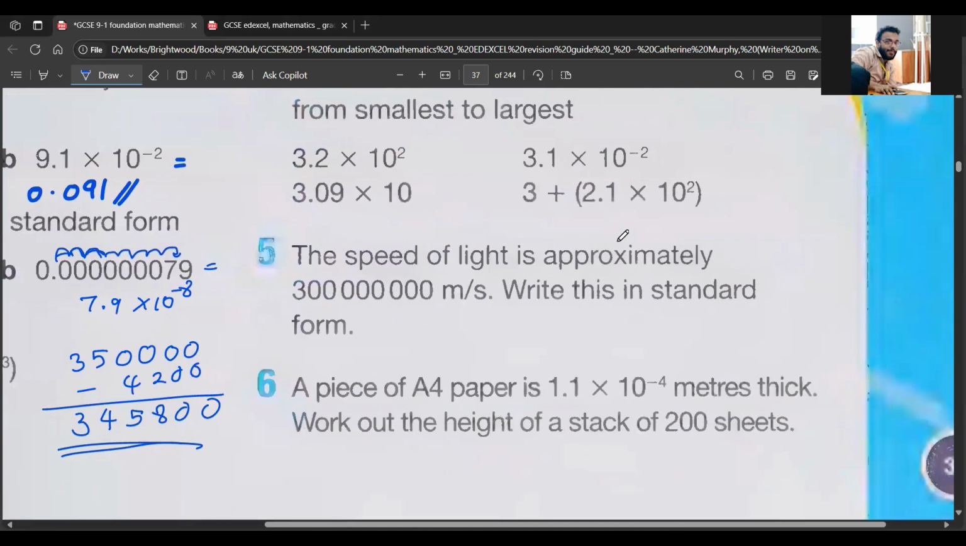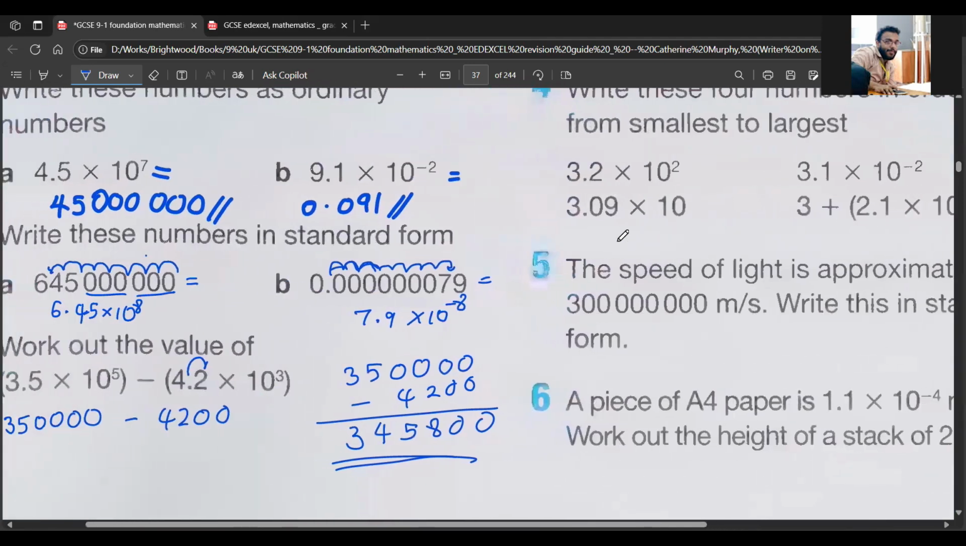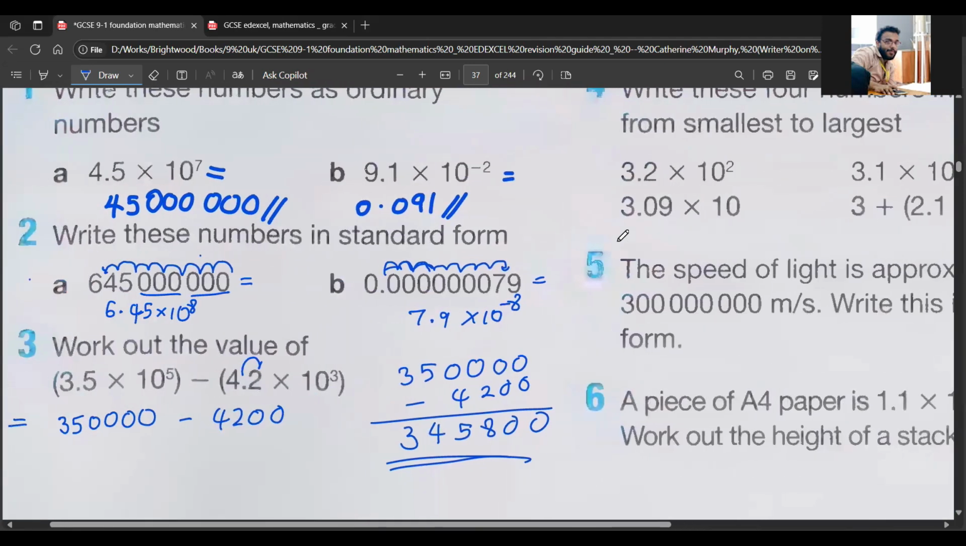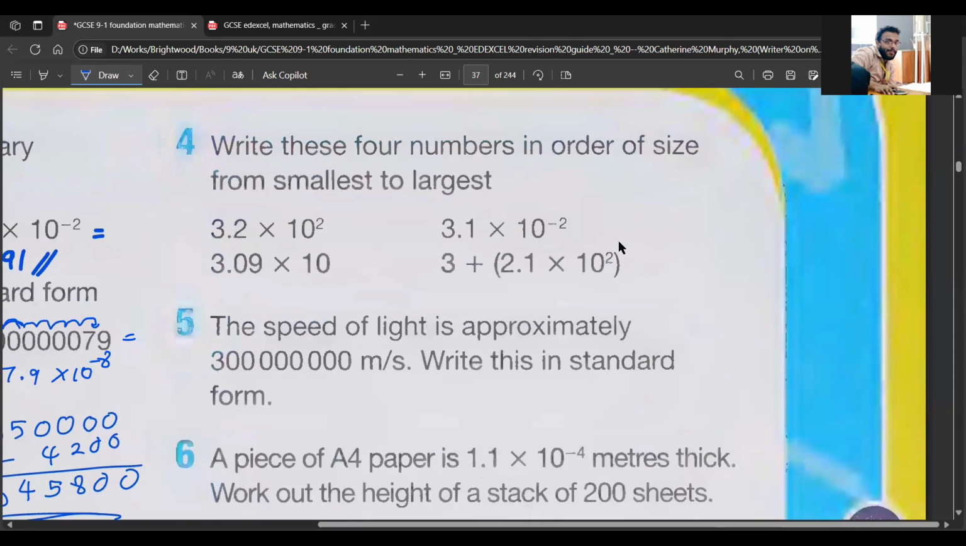345,800. Okay, so here, is that correct? Any mistake? Is that clear? Here, sir, you have to find the largest number. It's better to convert all of these to standard form.